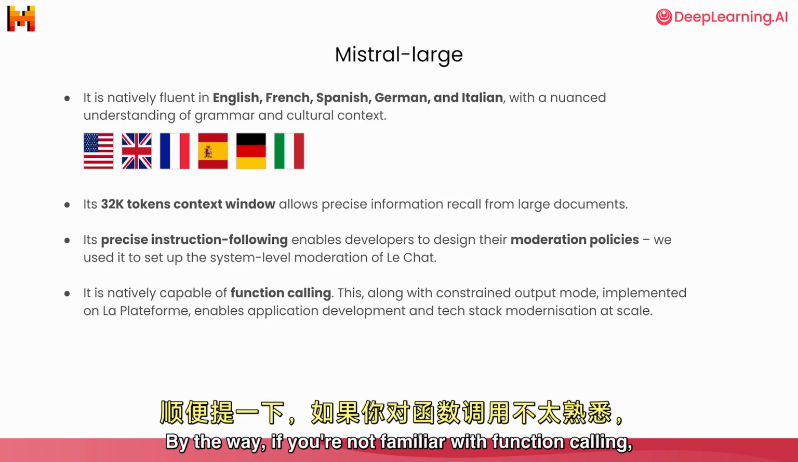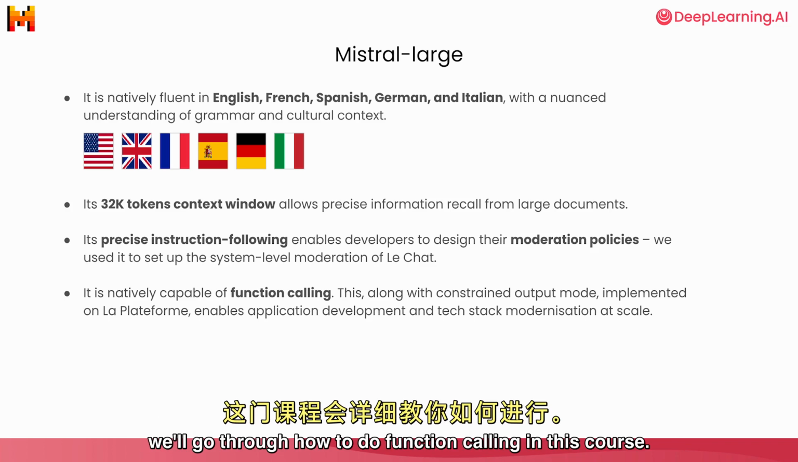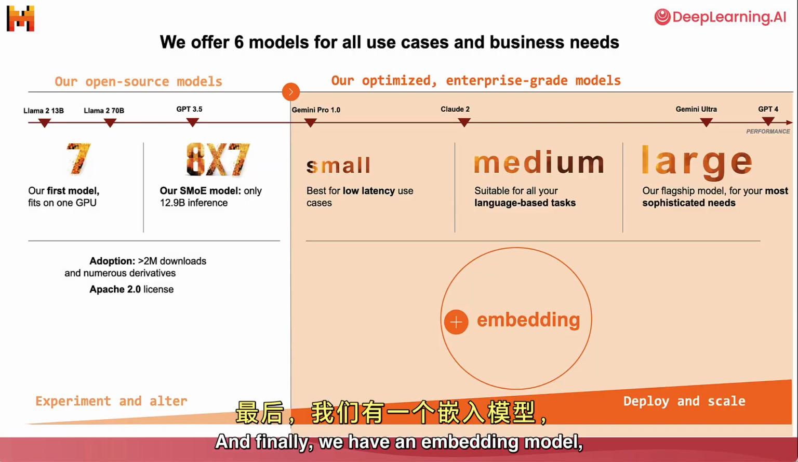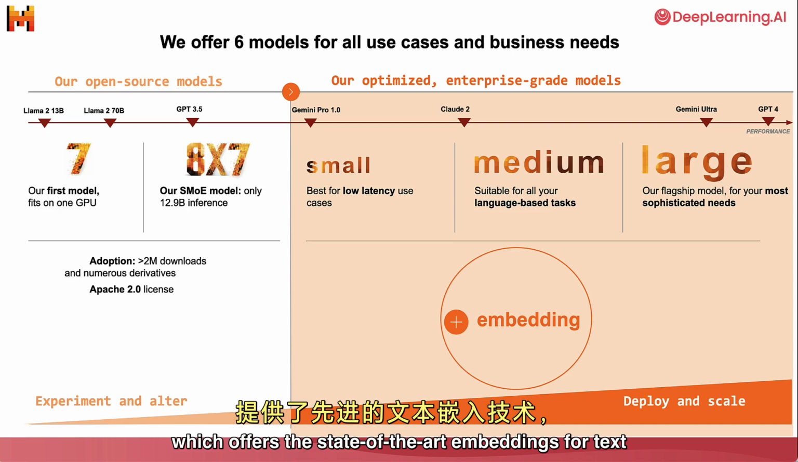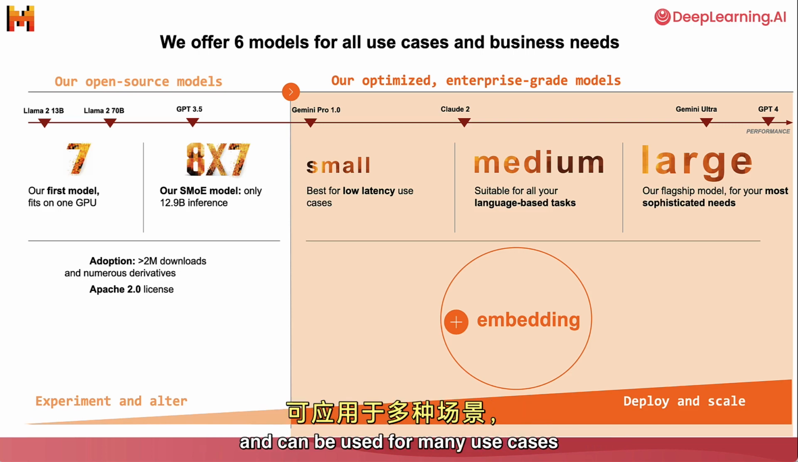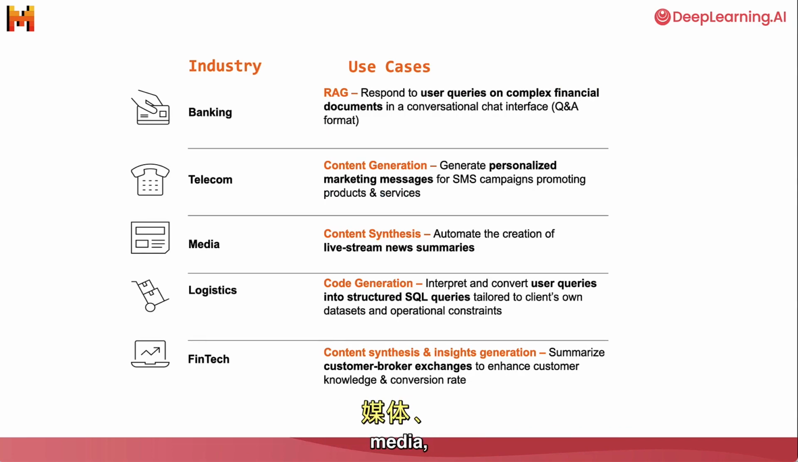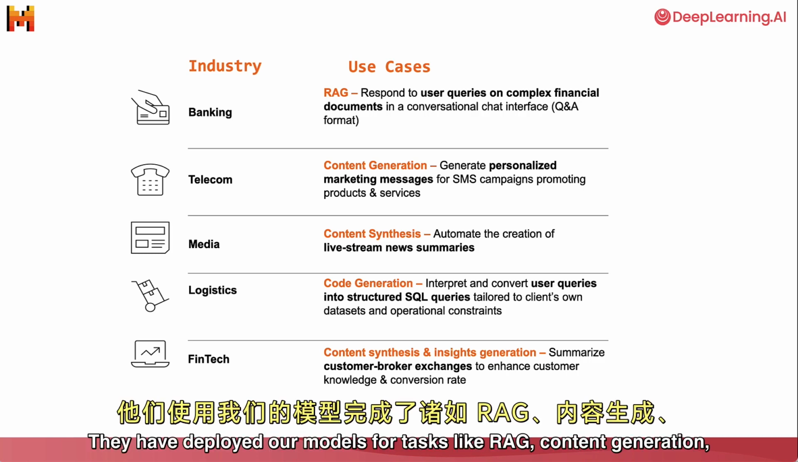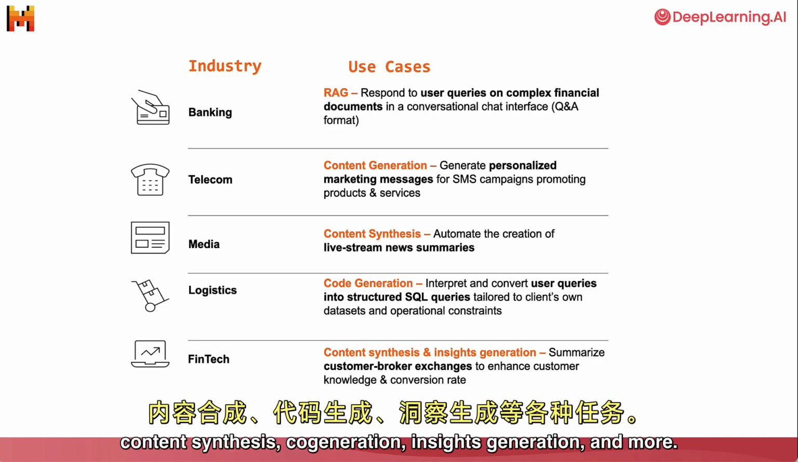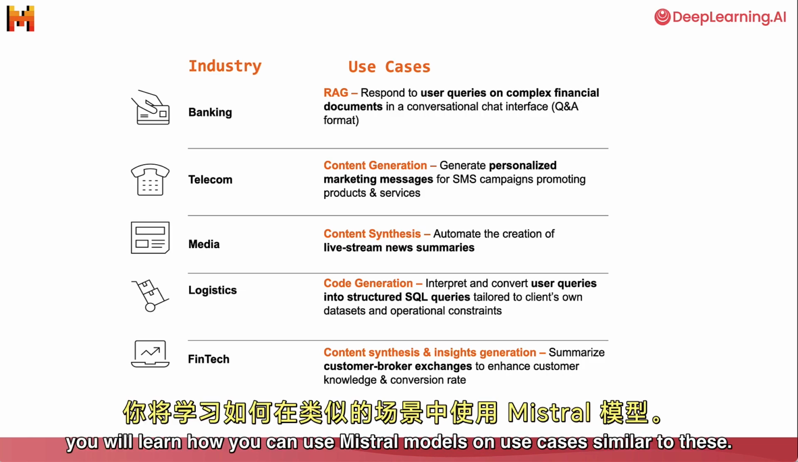By the way, if you're not familiar with function calling, we'll go through how to do function calling in this course. And finally, we have an embedding model, which offers state-of-the-art embeddings for text and can be used for many use cases like clustering and classification. Many customers leverage our models for a wide variety of applications across industries such as banking, telecom, media, logistics, fintech, among others. They have deployed our models for tasks like RAG, content generation, content synthesis, code generation, insights generation, and more. Throughout this course, you will learn how you can use Mistral models on use cases similar to these.